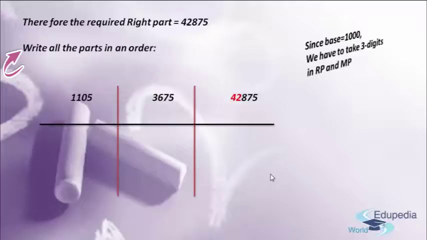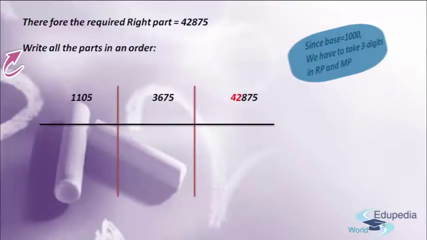So friends, I think you know that we are finding the cube of a 4-digit number, and therefore we have to take 3 digits in right part as well as in middle part, and in the left part we can have as many digits as we want. So friends, if we observe the right part answer what we have got, it is a 5-digit number, so therefore we have to take the last 3 digits, that is 875 in our answer, and the remaining digits, that is 42, should be taken as carry on, and we have to add this 42 to middle part answer, that is 3,675. By adding, we get a new answer, that is 3,717.